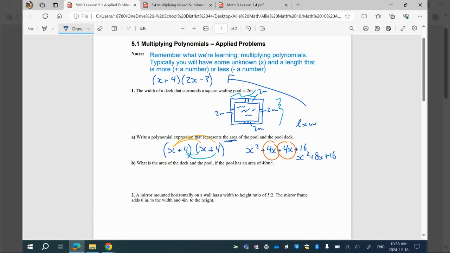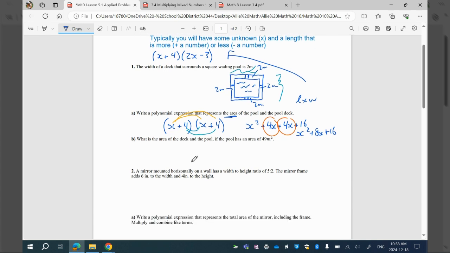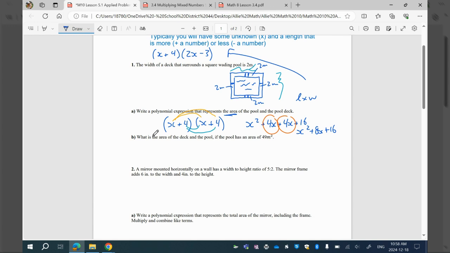So that's an expression for the area, the length times the width, of this pool with some unknown size. We don't know the dimensions of the pool. We know the deck, but we don't know the pool. That's our x. So what is the area of the deck and the pool if the pool has an area of 49 meters squared? Remember our relationship between the area and the side length: the square root of the area equals the side length. So the square root of 49 is going to equal the side length of the pool.